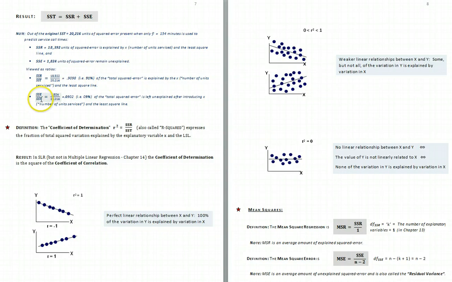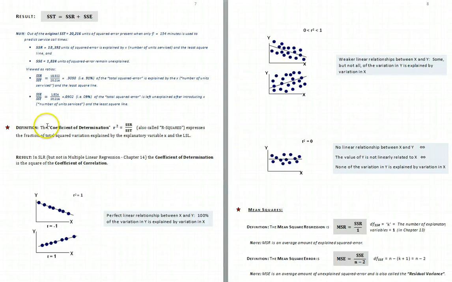If we take SSE over SST, there was an amount 1,824 units of variation left unexplained out of the original 20,216 units. That is, we left about 9% of the total variation unexplained when we introduced the units serviced variable and the simple linear regression line.